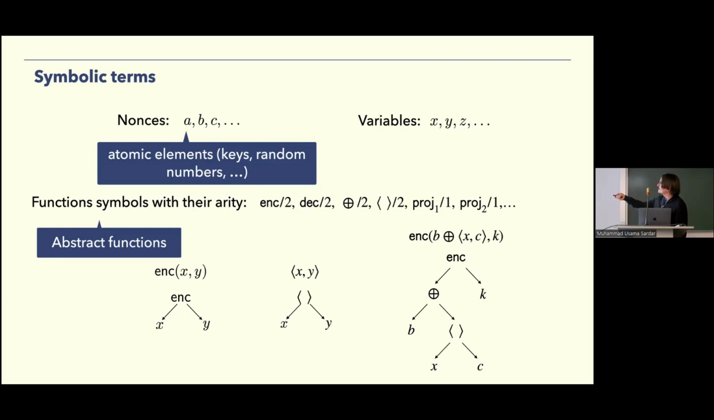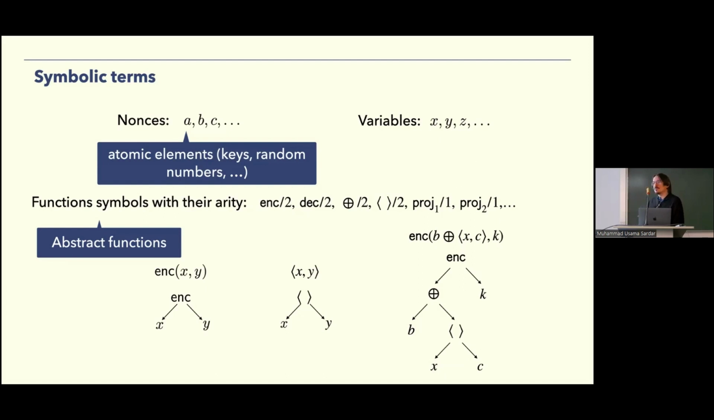Here, the numbers are the number of arguments that your function symbol takes. For example, you could say, okay, I'm going to take one function symbol to represent the encryption, one function symbol for the decryption, and so on and so forth. And a term doesn't express the actual value of, for example, an encryption of X by Y, where X and Y are actual names, not variables. But it expresses how the message was formed.